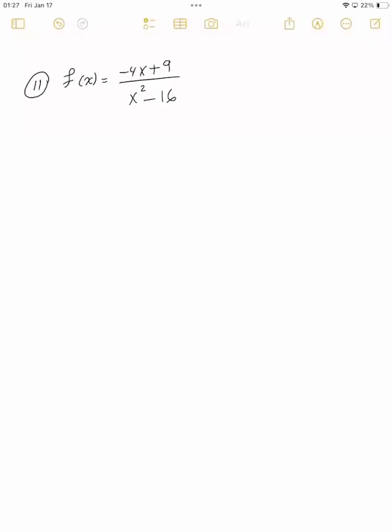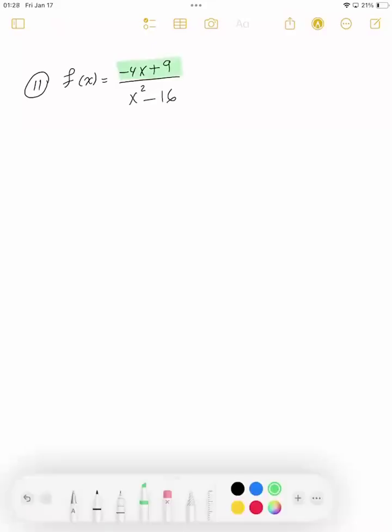This is question number 11. We want to find out, for this function, the x-intercept, y-intercept, vertical and horizontal asymptotes. So to find the x-intercept, you set the numerator equal to 0 and you solve for x.